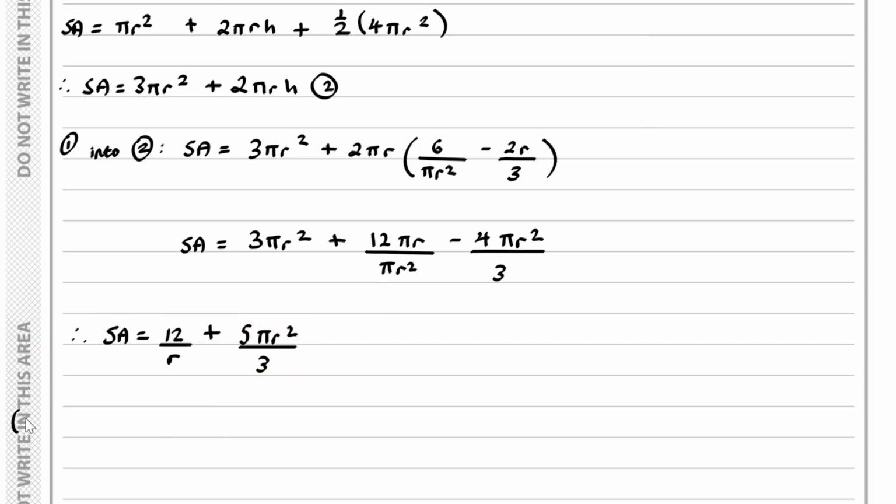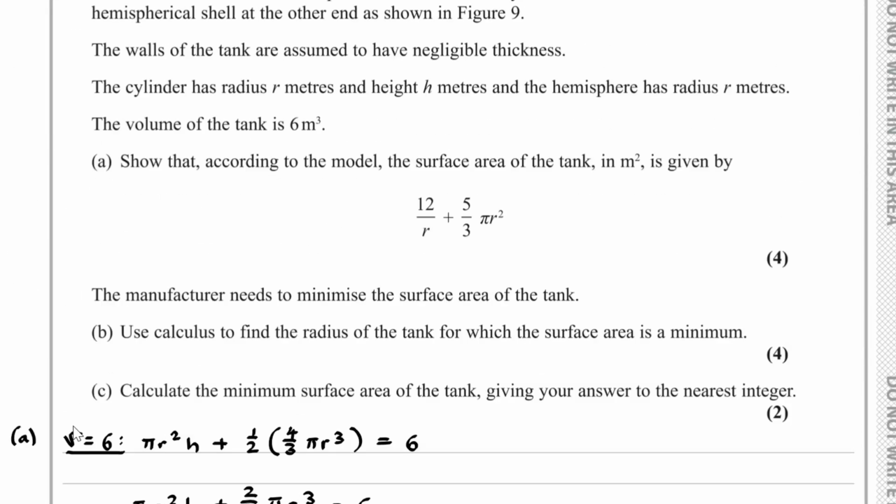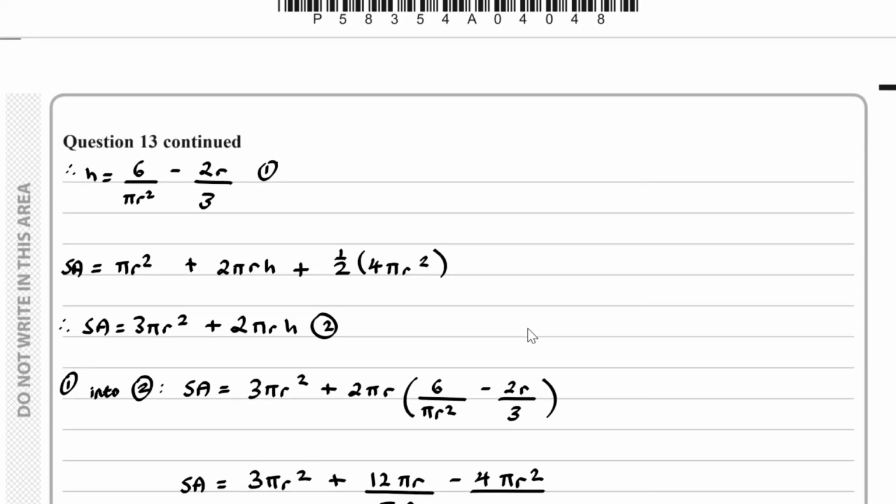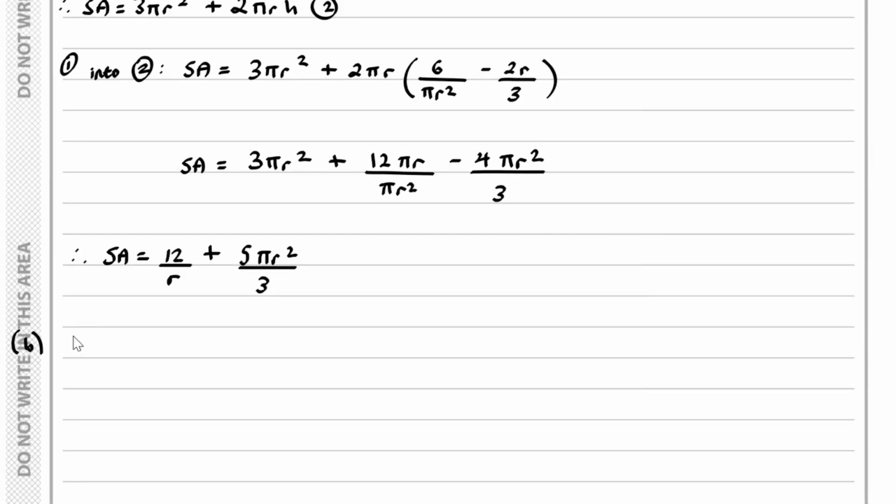Now for part B of the question, the manufacturer needs to minimize the surface area of the tank, and we have to use calculus to find the radius of the tank for which the surface area is a minimum. So what we have over here is a typical optimization question. So we have a minimum surface area when dSA over dr is equal to 0. So we need to differentiate this.